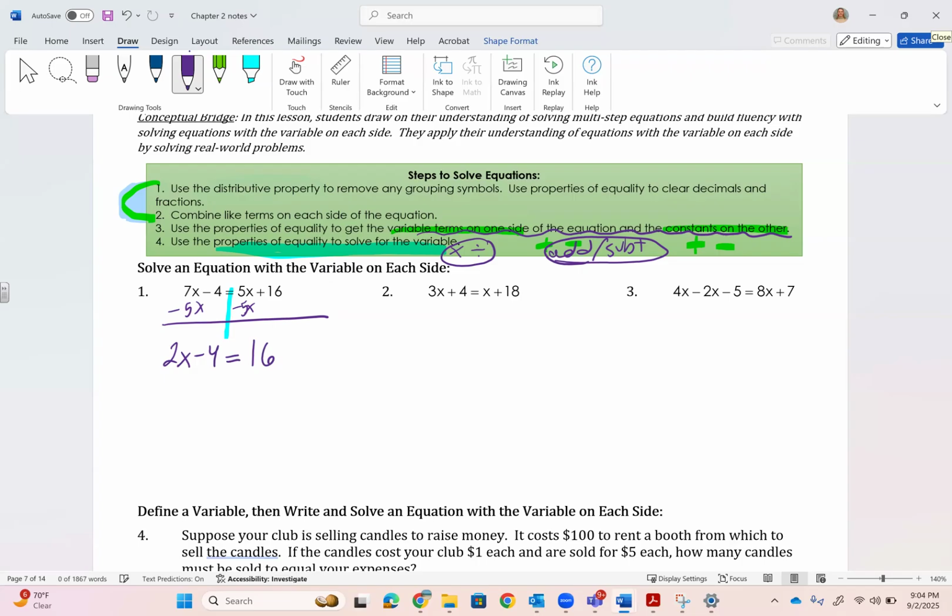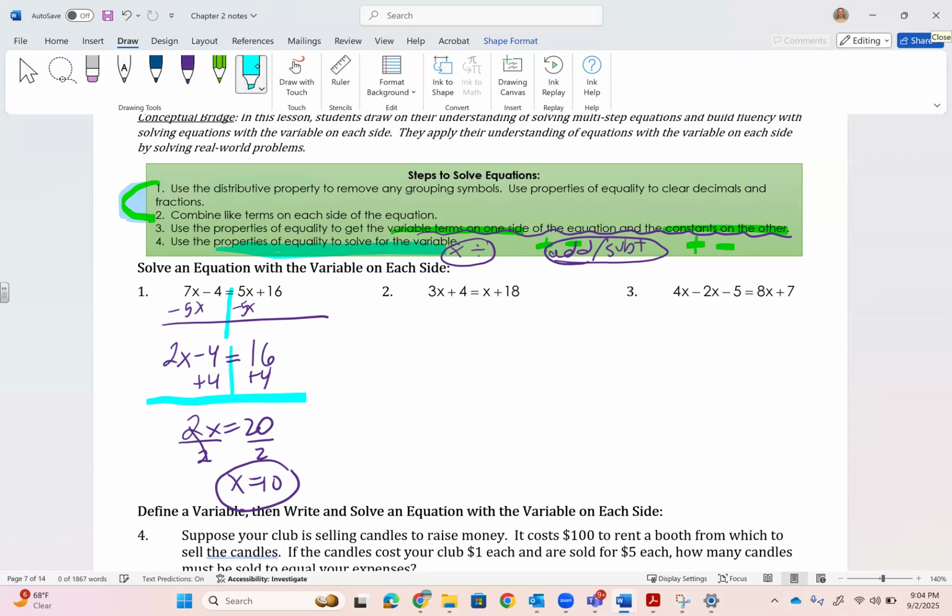Now we want to put the number terms on the other side, the constant terms. So we're going to move the negative 4 by adding 4 to both sides. Notice if you draw the vertical line here, you're adding 4 once to each side. You can't do it two times to the same side because then it gets lopsided. You end up with 2x is equal to 20. And your last step is to solve for the variable itself. To get rid of the coefficient of the variable, we're going to divide both sides by 2, and x equals 10.